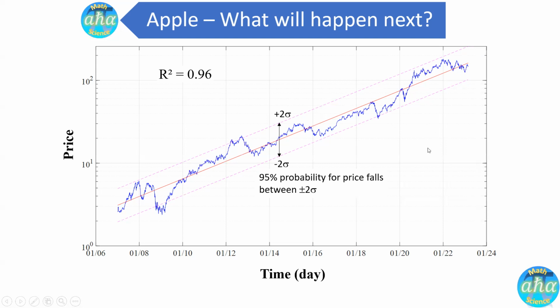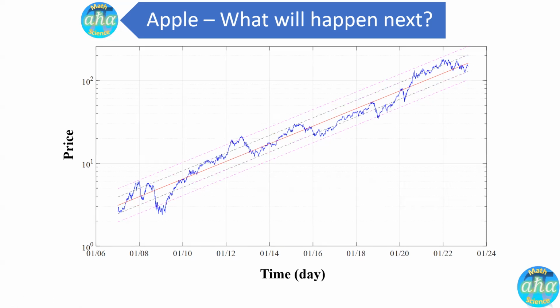So in order to try to get some sense of what may happen to the stock price in the intermediate term, let's add 2 more lines. Here now we have added 2 dashed black lines. These are 1 standard deviation above and below the trend line. So if the stock just kind of does a random walk around the trend line, then we expect the probability for the price to be between plus and minus sigma is 68%.